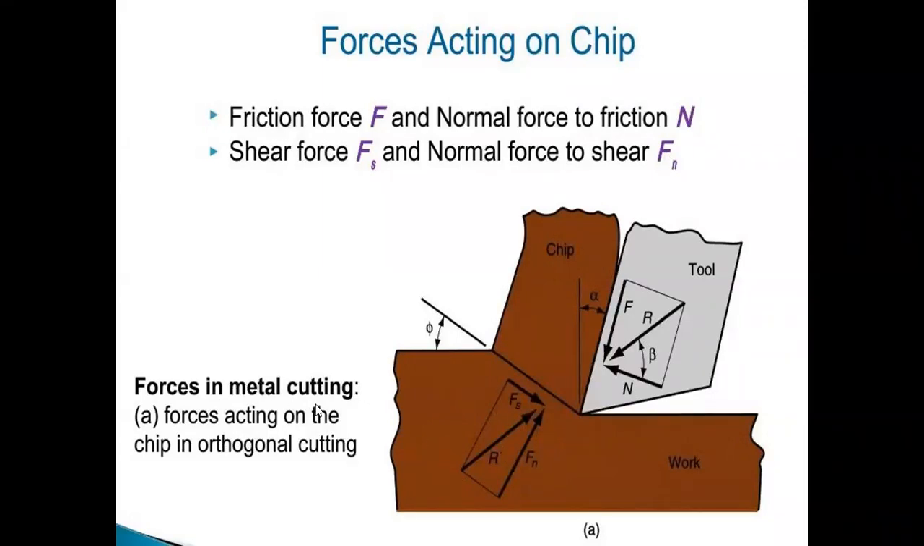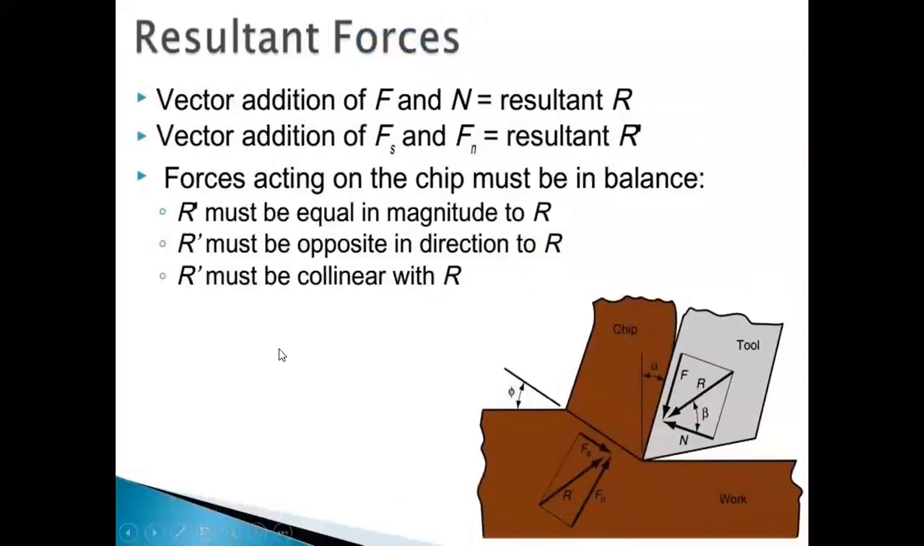So forces in the metal cutting. I have told you about this topic, and the next slides are related to orthogonal cutting. In the previous classes, I have told you the difference between the orthogonal and the oblique cutting. So the vector addition of friction force and normal to that gives resultant R, and the vector addition of shear force and normal to that one gives resultant R bar.